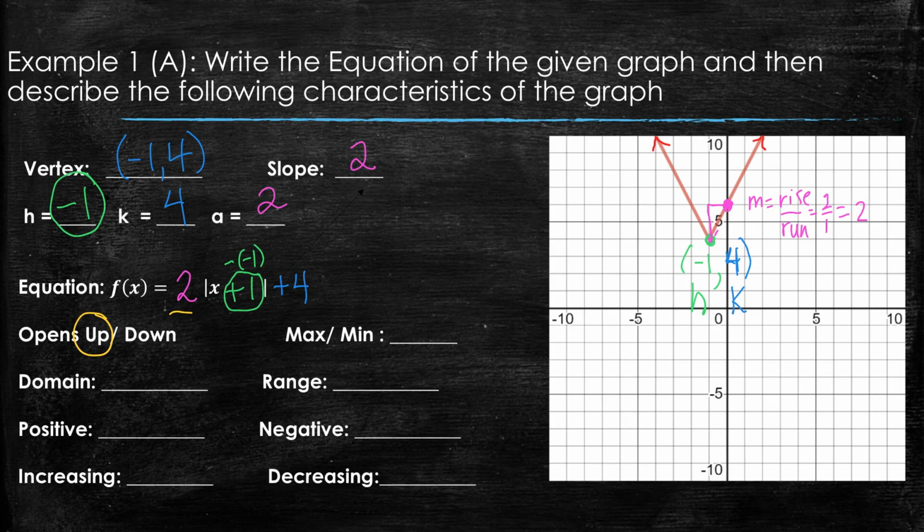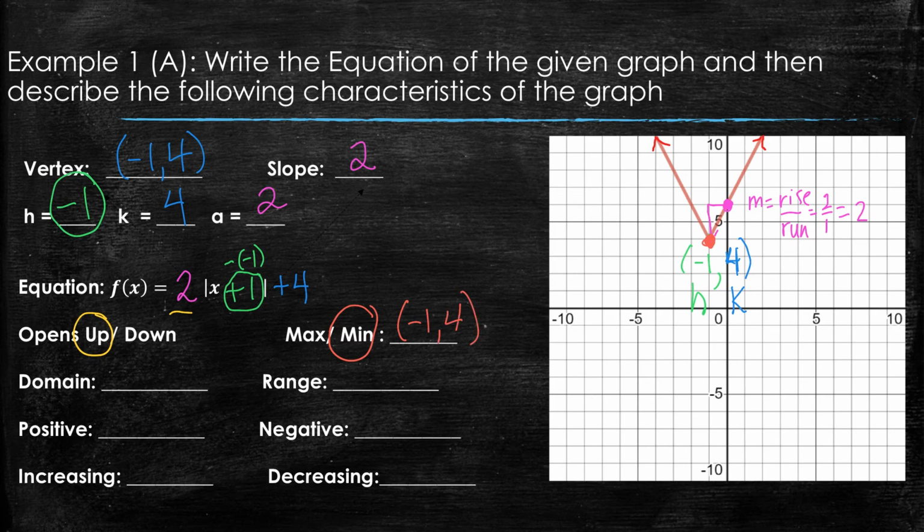Now it's asking, do I have a maximum or a minimum? Well, since it opens up, then my vertex right here is a minimum value. And then what is that minimum value? It's going to be your vertex, -1, 4.